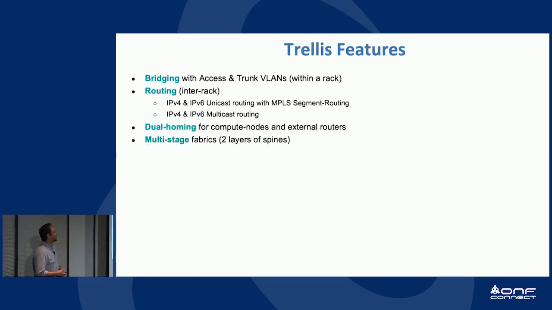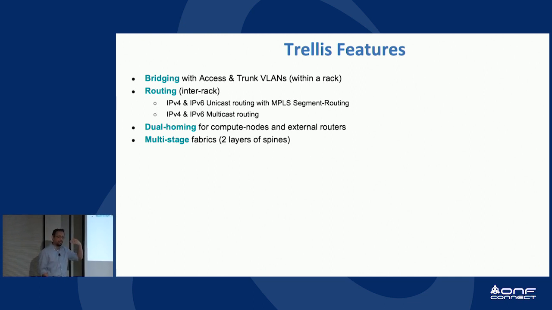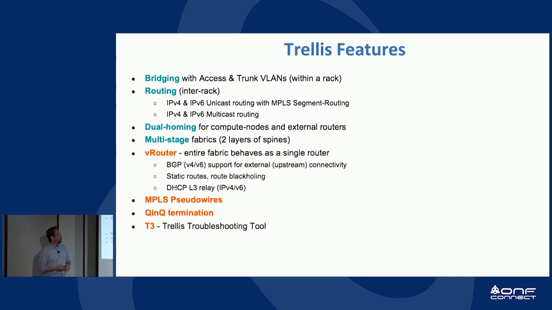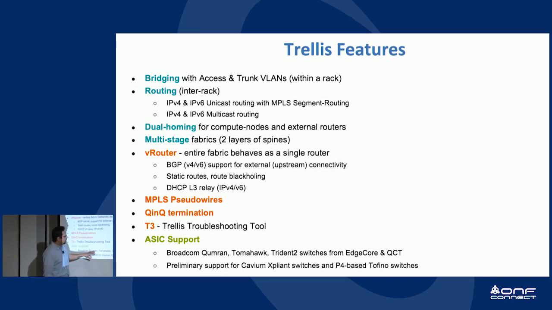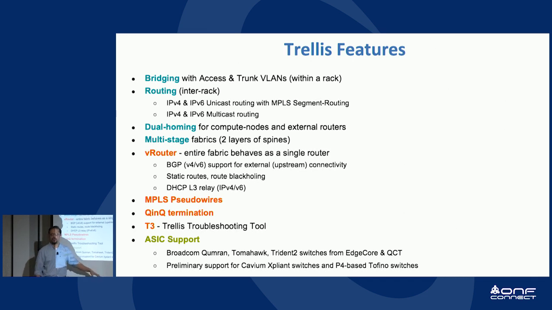Okay, so Trellis, as I said, supports a number of features: bridging, routing, multicast, unicast, V4, V6 that you would normally find in traditional commercial leaf spine fabrics from multiple vendors. But in addition to that, it does a few things that you would normally not find in such products. And today Trellis is supported on a number of different ASICs from Broadcom, and it has some preliminary support for a few other ASICs from different vendors like Cavium and Barefoot Tofino switches.